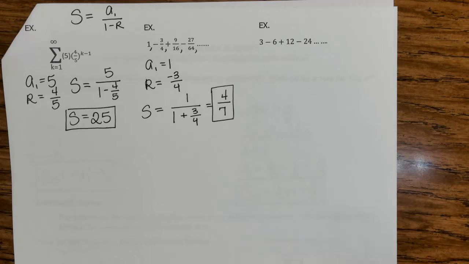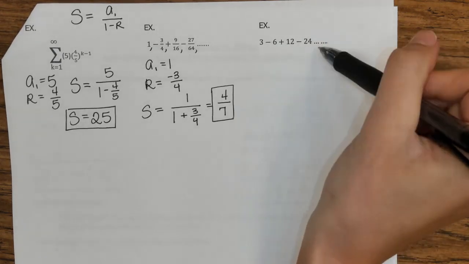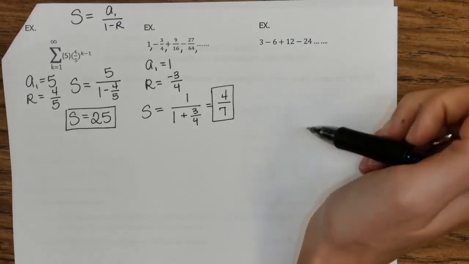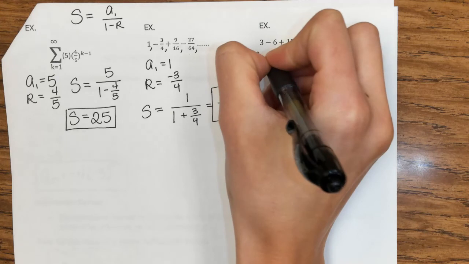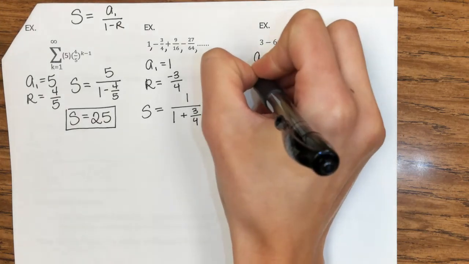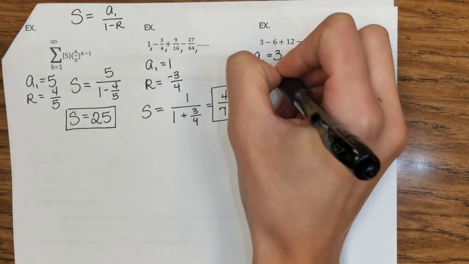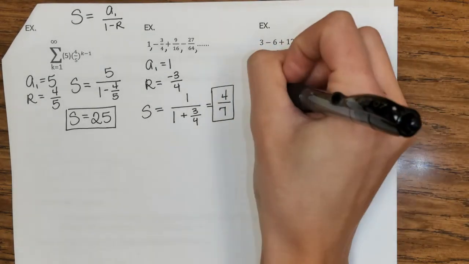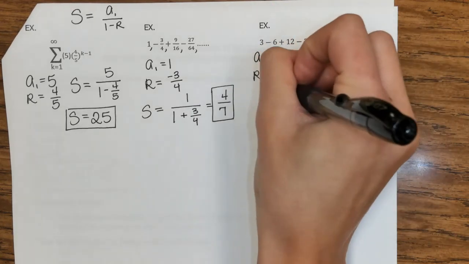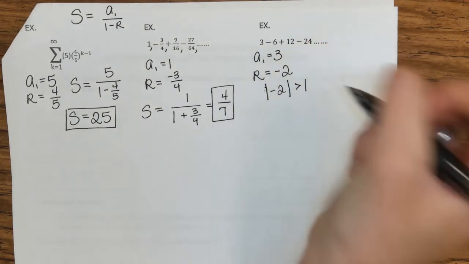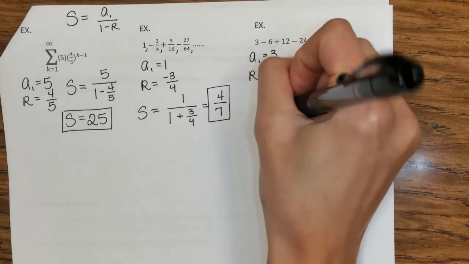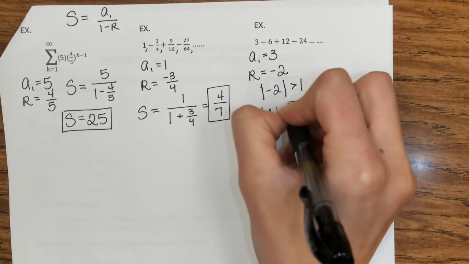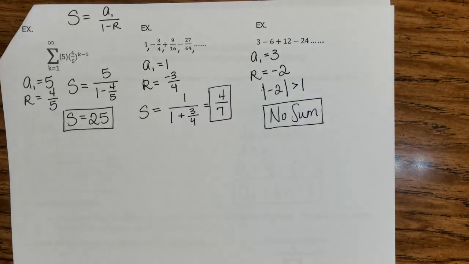Okay. So then my next example, 3, negative 6, 12, negative 24. My A1 is 3. My ratio, negative 2. So if I were to take the absolute value of that, is that greater than 1? Yes. So it would be no sum. There would be no sum for that.